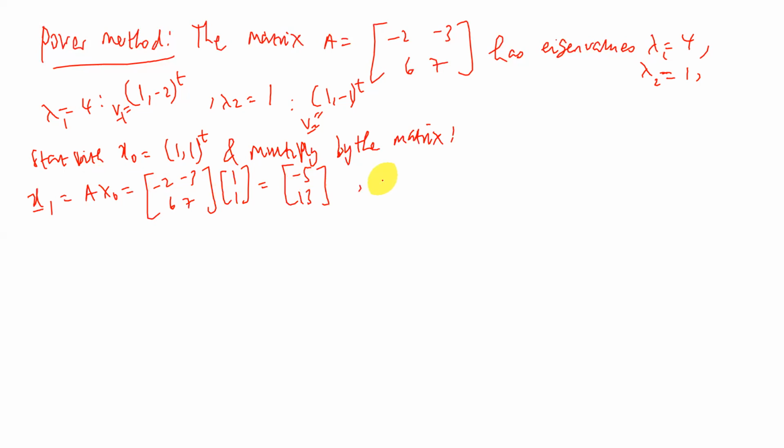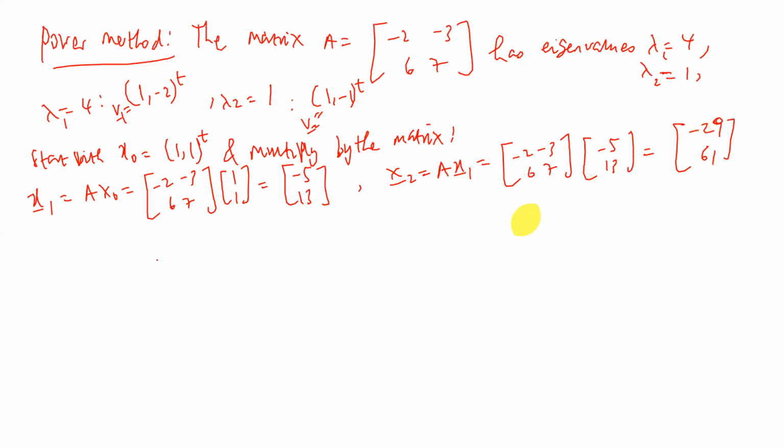After you got x1, you started with x0, then you get x2. What is x2? x2 is A x1. What is A? It is -2, -3, 6, 7, and x1, which we got before, is -5, 13. Then we multiply this and get 61. Then x3, and this will go on.